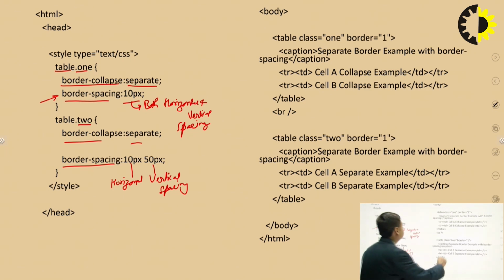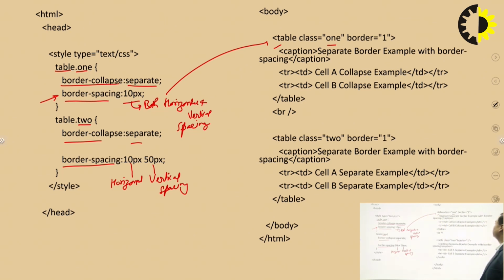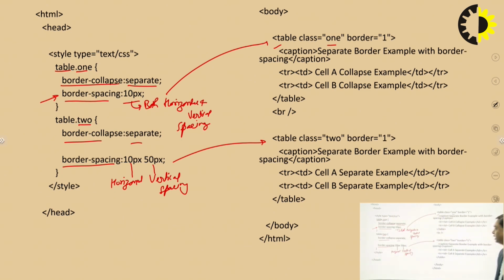Next job is to use these classes in the table. So we have a table with class 1. So it will apply to this table, border equal to 1. So there is a space of 10 pixels. Second, we are going to apply class 2. Class 2 will be applied to this table. We have the separation of horizontal space of 10 pixels and vertical space of 50 pixels in this cell.